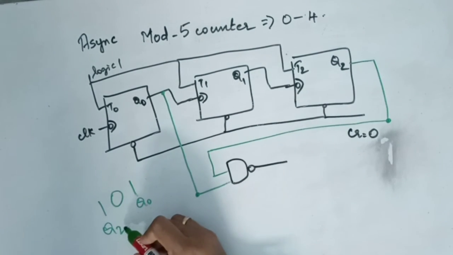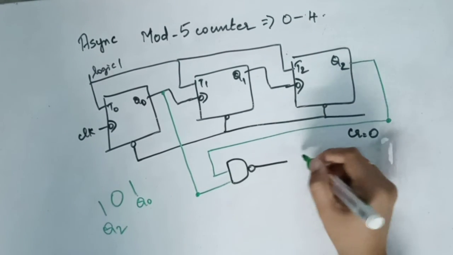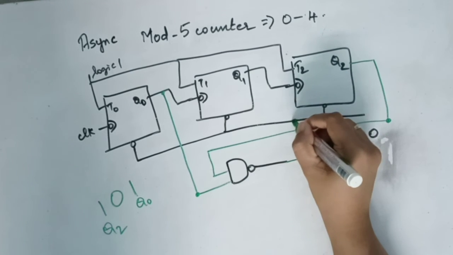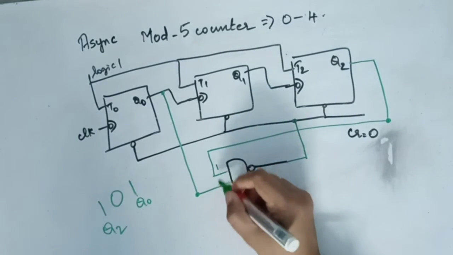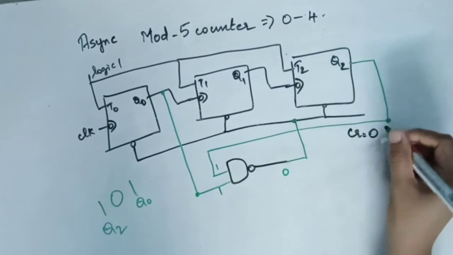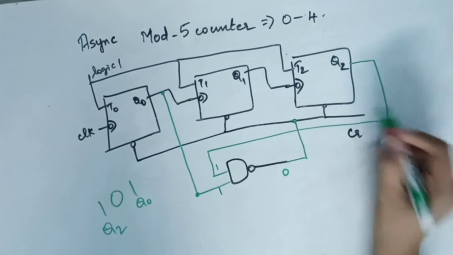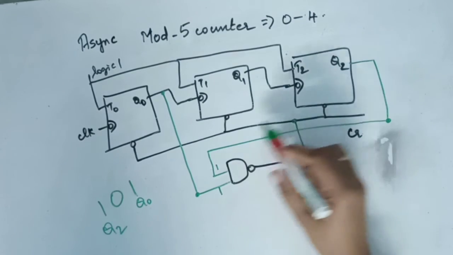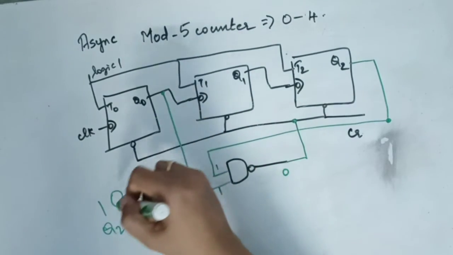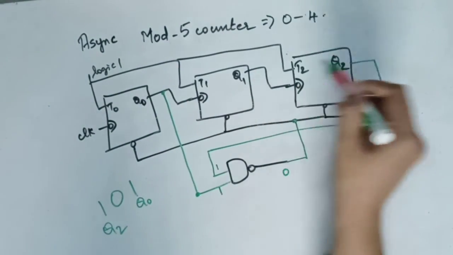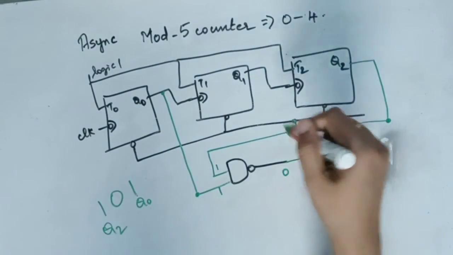So when 5 comes, Q2 and Q1 both will become 1. So this will become 0. I am connecting this to the clear input. So when these two become equal to 1, this becomes 0. That means clear gets a 0. This is just the clear. So all these will get 0, so that when 5 comes, this will become 000. So this 5, when it arrives itself, this will become 0.